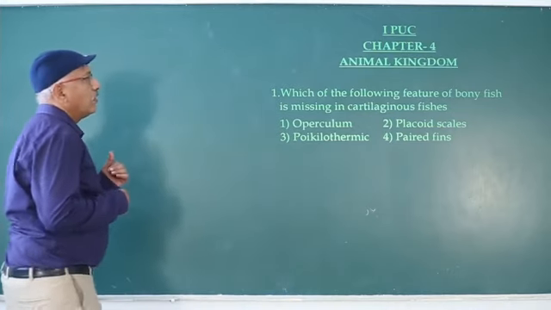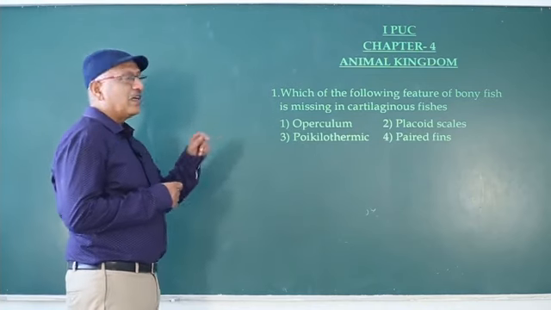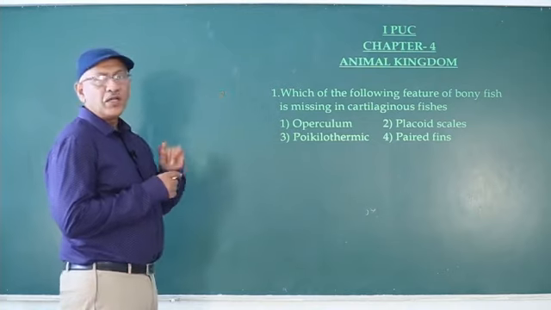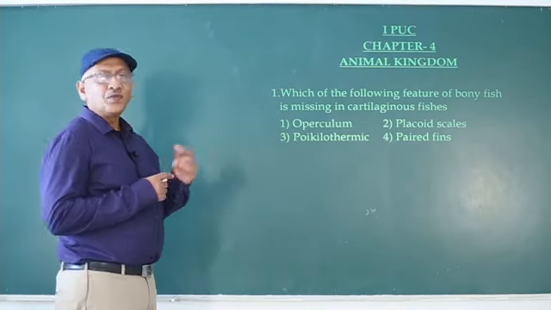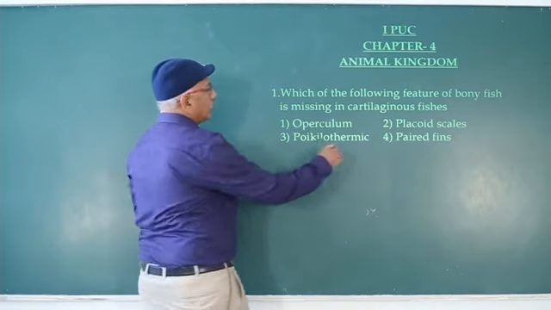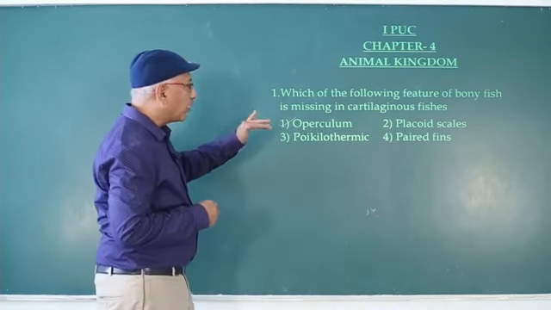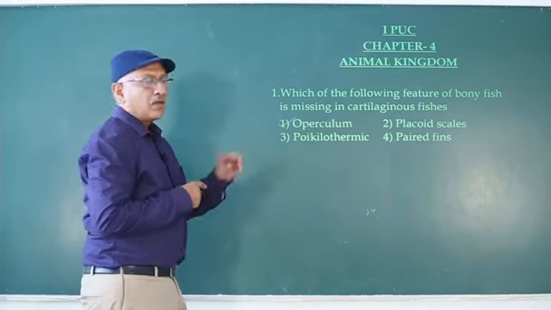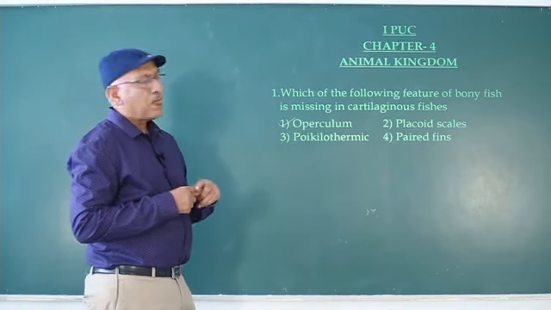First question, which of the following feature of bony fish is missing in cartilaginous fish? Means that character seen only in bony fish, absent in cartilaginous fish. So operculum, answer is operculum. Operculum covers the gill slits in bony fishes. Gill slits are not covered by operculum in cartilaginous fishes.